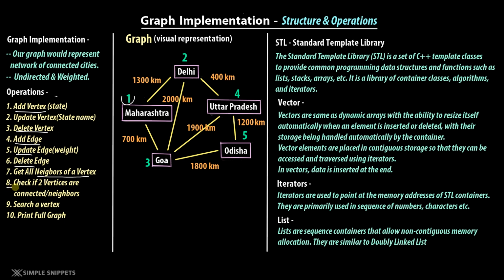Moving ahead, we have check if two vertices are connected or neighbors. Again, if you want to check whether Delhi and Maharashtra are connected, you have to check whether there is a link or not. Delhi and Odisha is not connected because there is no link, correct? But Delhi and Maharashtra is connected because there is a link, that is, there is an edge between the two. This is something that we'll have to write a separate function to check. Then we also have to search a particular vertex, that is searching a particular state. We will do the searching based on the ID and we'll see that.